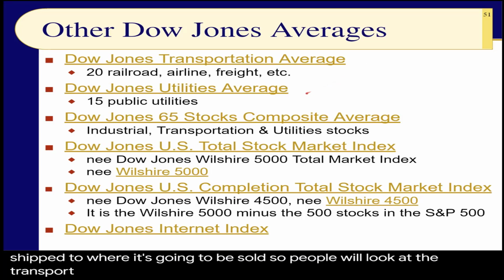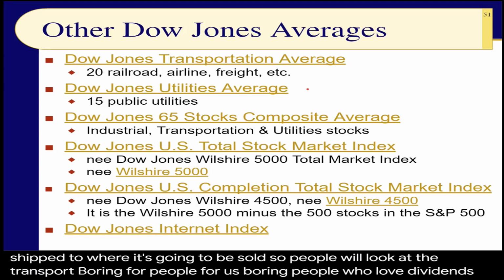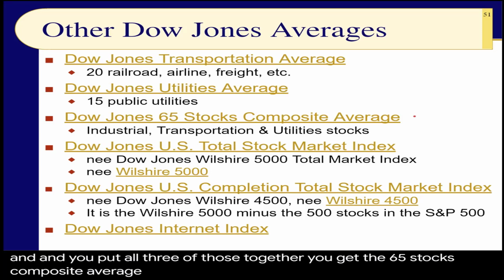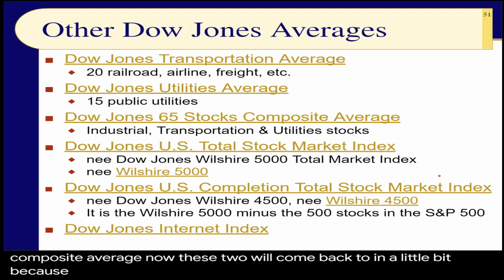The utilities are relatively boring, for us boring people who love dividends. And you put all three of those together, you get the 65 stock composite average. Now these two we'll come back to in a little bit because they're actually very important.